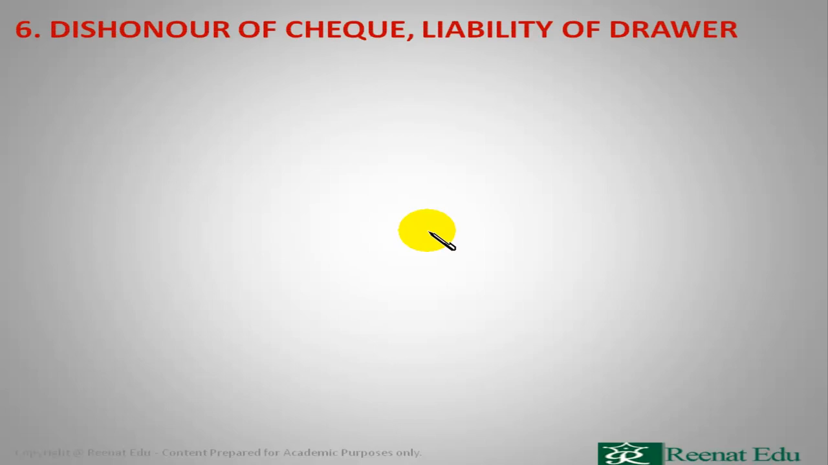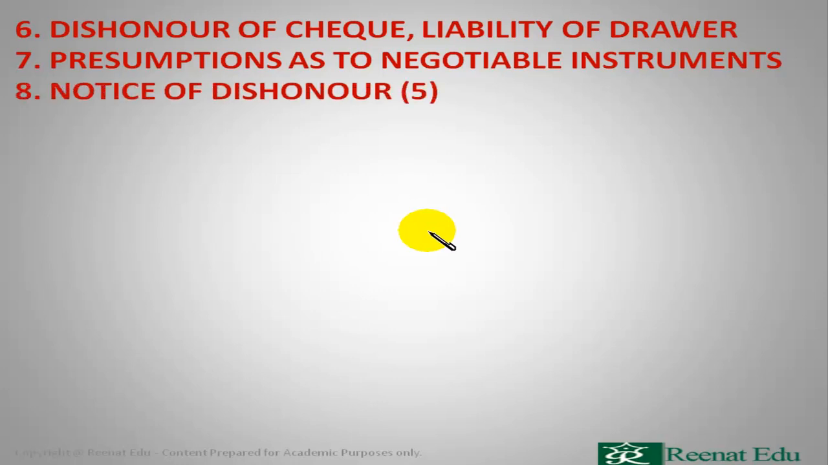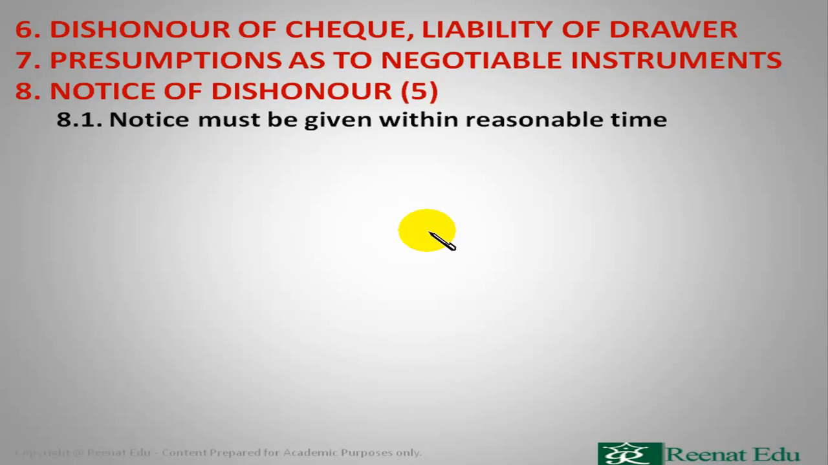Dishonor of cheque: what if the dishonor happens? What are the liabilities of the drawer? That we're going to discuss under the sixth point. Seventh is presumptions as to negotiable instruments. Notice of dishonor, that is the eighth point. And the eighth point has five sub-elements. That's why we mentioned it here as five, so that you can better remember.